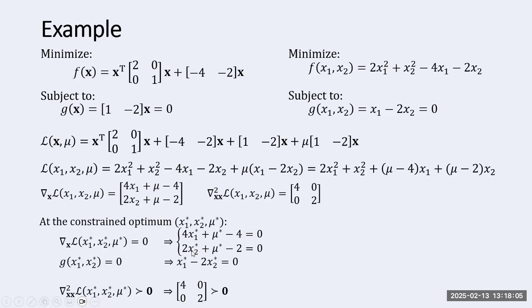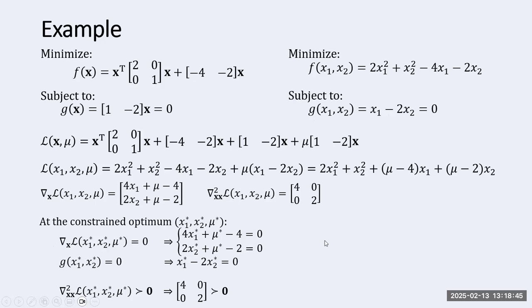So I get two equations to satisfy here. And then I also must satisfy this. It's a constrained optimum, so the constraint must be satisfied at the optimum, whence I must have x1 star minus 2 x2 star equals 0. Correct? These are called the first order KKT conditions. The gradient has to be 0 at the constrained optimum, and the constraint must be satisfied too.